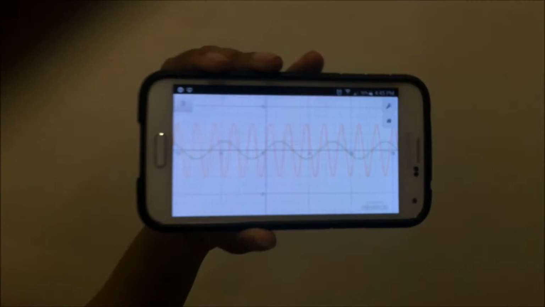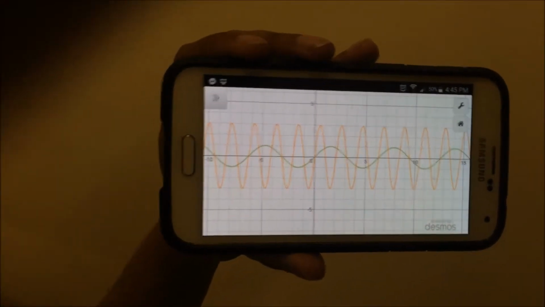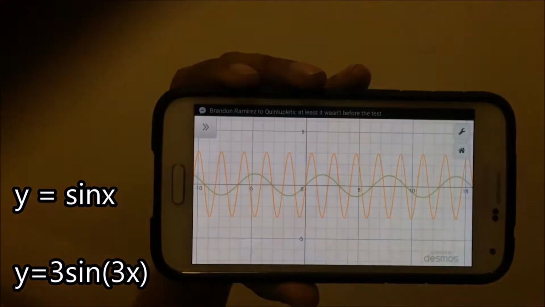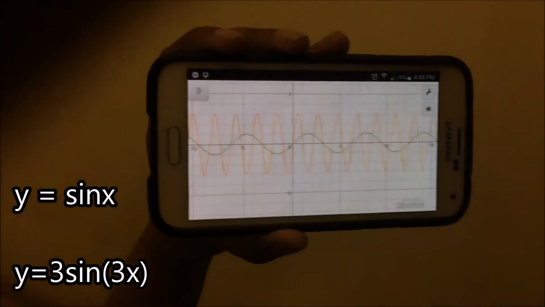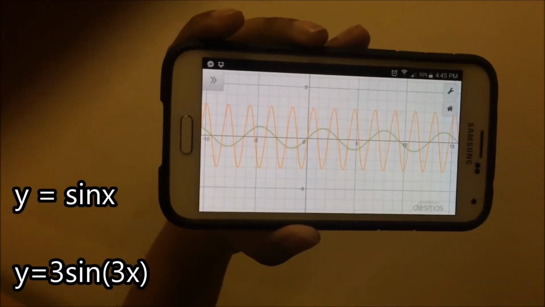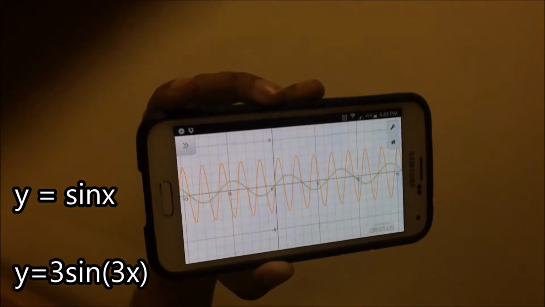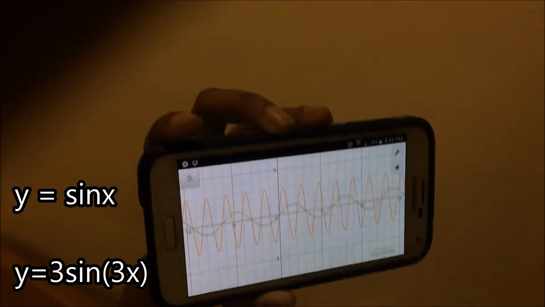Okay, class. The green line represents the basic sinusoidal function, which is y equals sine x, and the orange line is another sinusoidal function, which is y equals 3 sine 3x. The orange line represents a higher amplitude and a higher frequency, which therefore leads to a higher volume and a higher pitch.